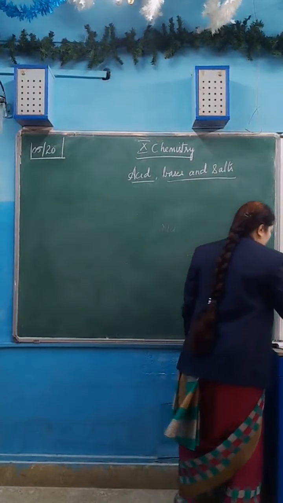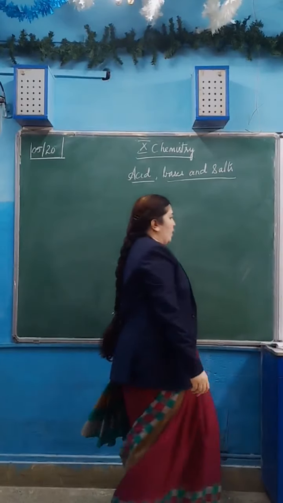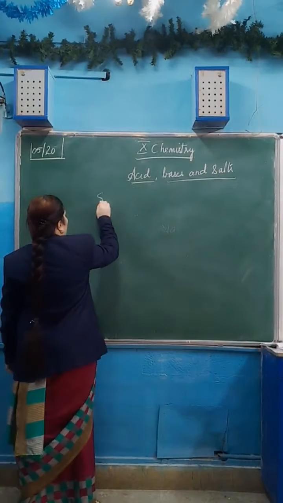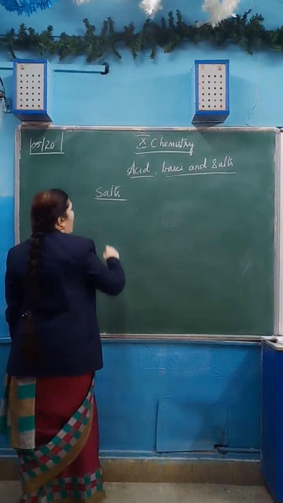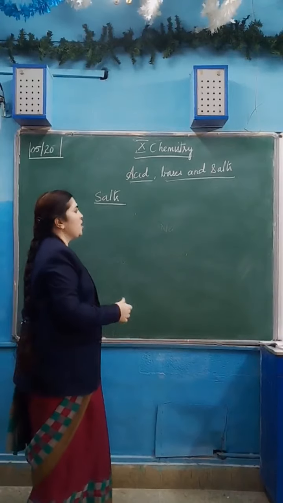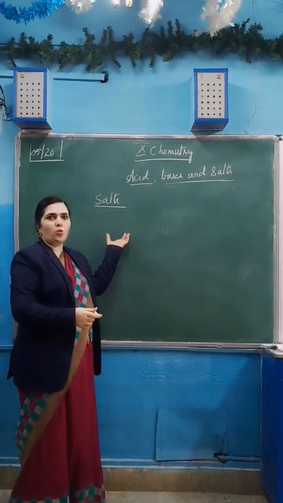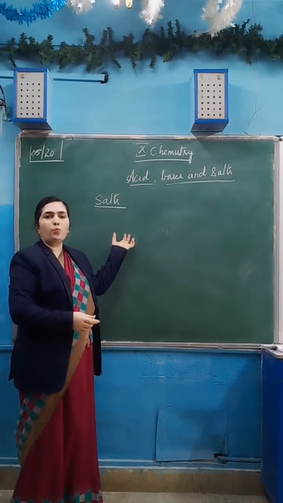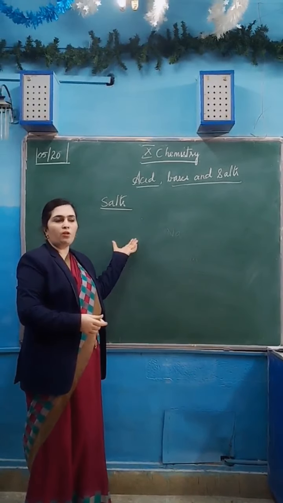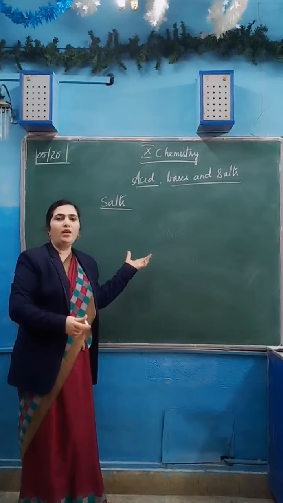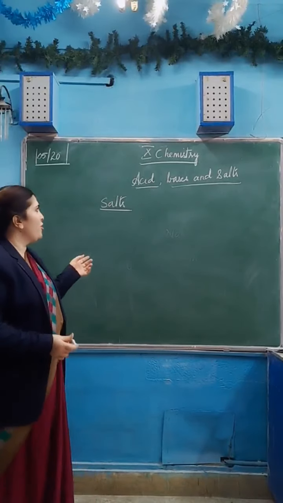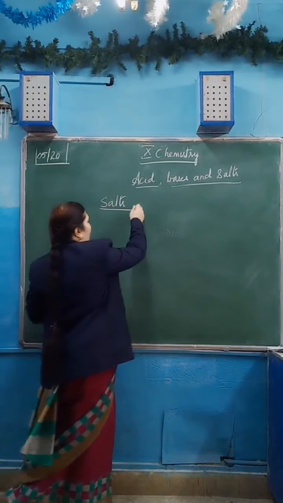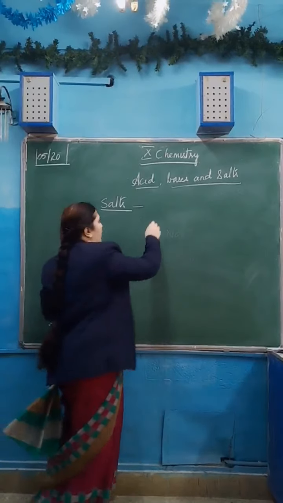Next is salts. The crystals of salts, are they dry? Salts are not dry. For example, the salt you use at home, sodium chloride, if you keep it in a paper, after some time you can see that the paper has become wet. So what can you infer from that? We can say that some salts are not dry.